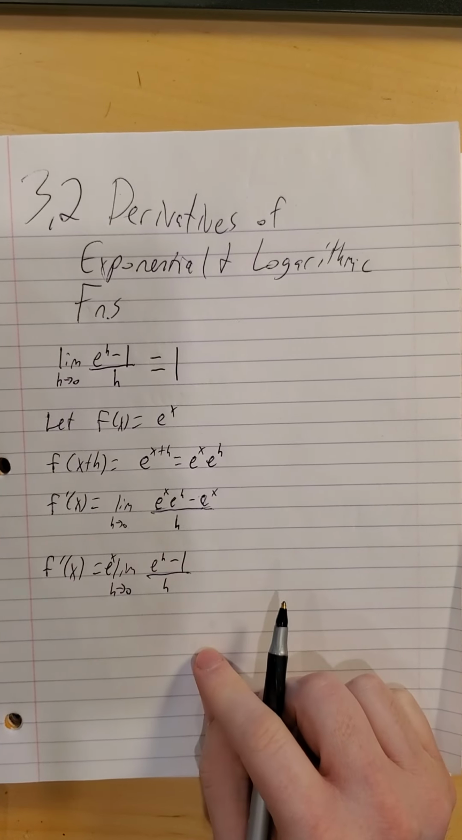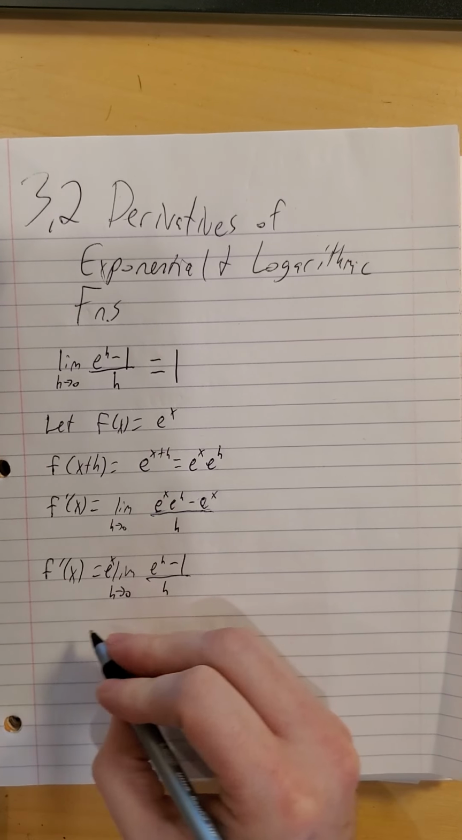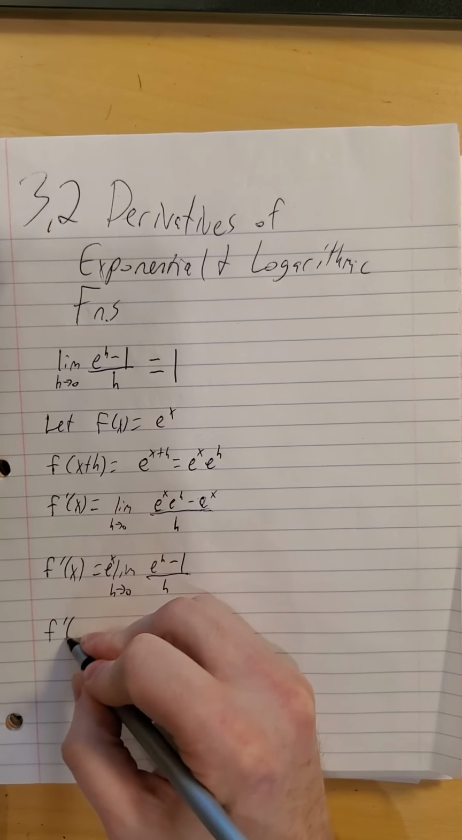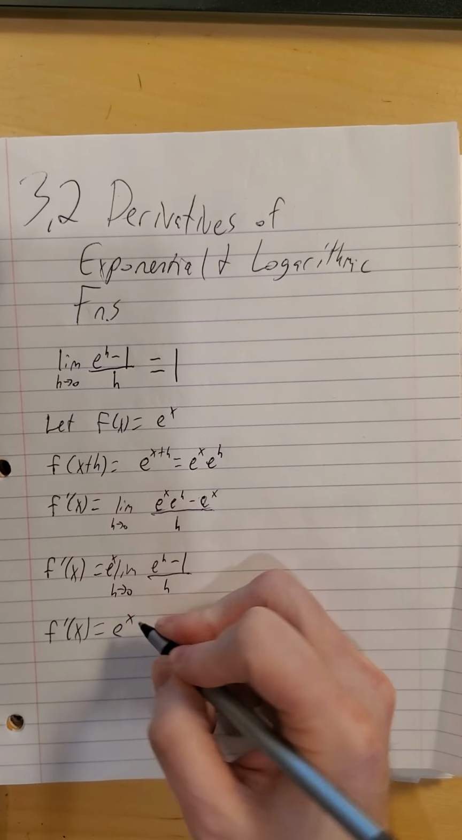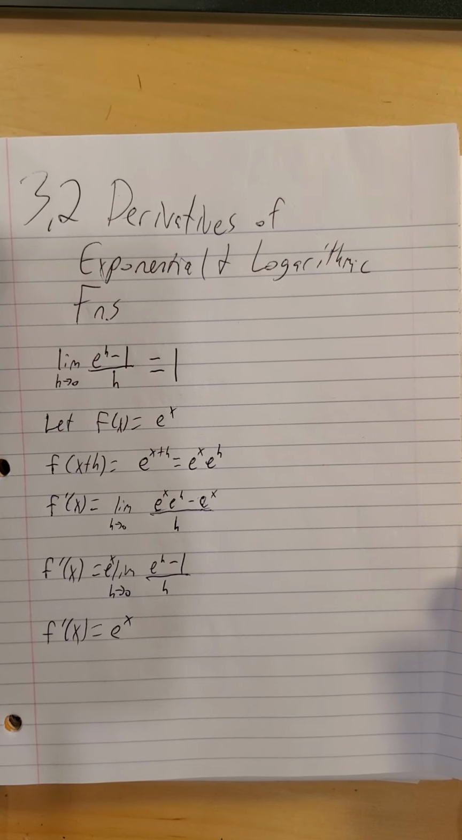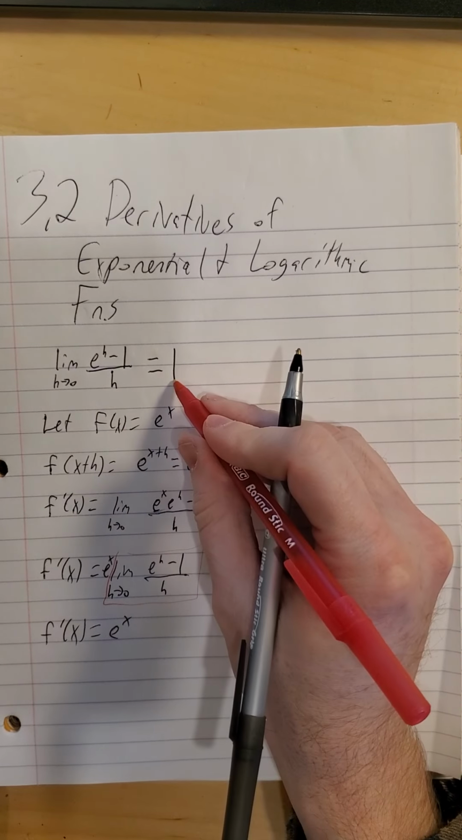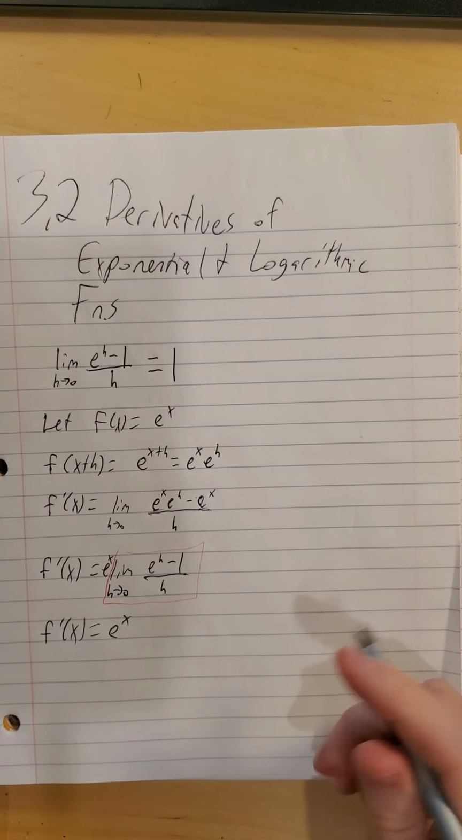And there's where your little experiment comes in. That part is worth 1. 1 times e to the x is e to the x. So the exponential function is its own derivative. The derivative of e to the x is e to the x, since again, this part here is worth just a 1.